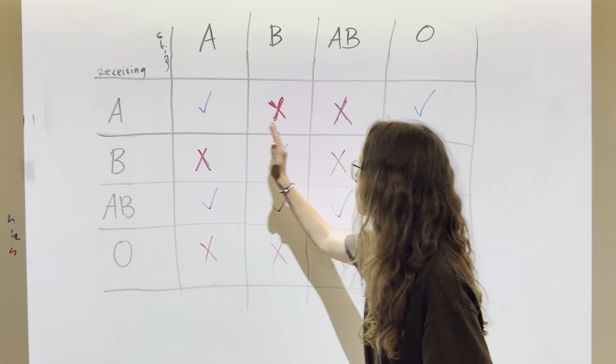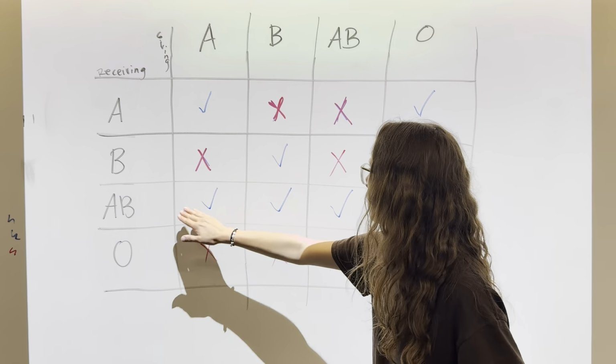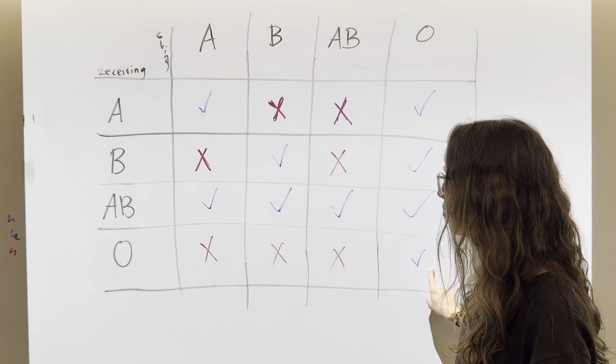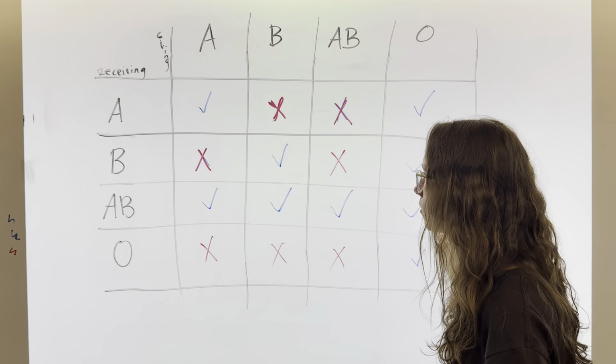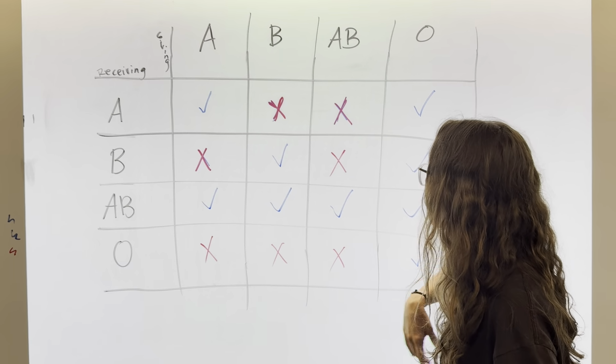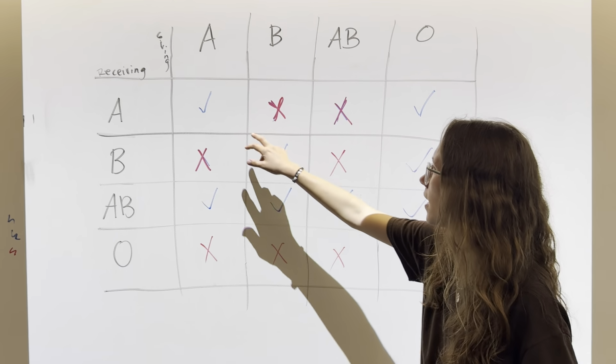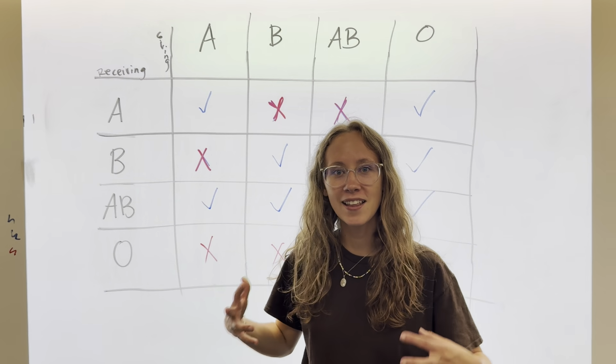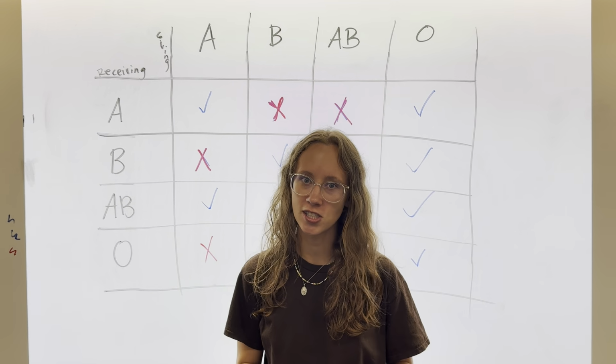So look at it from going this way of like O can only receive from O, AB can receive from anyone, B can receive from B or O, and A can receive from A or O. So hopefully this helped to put together all of the blood types for you and helped you understand it a little bit.